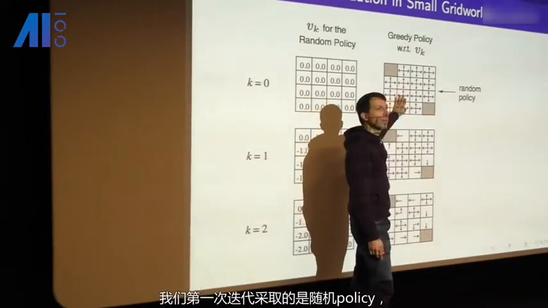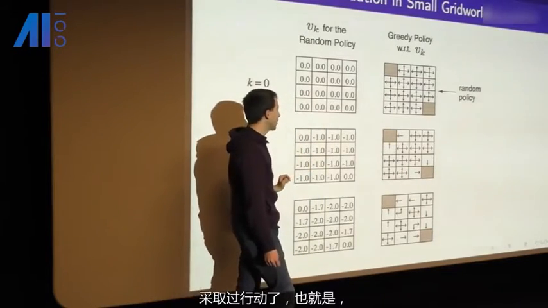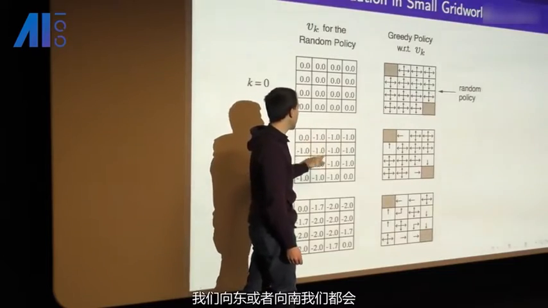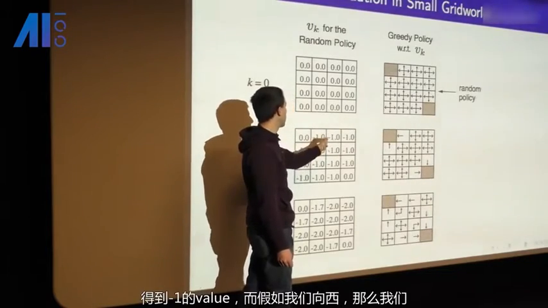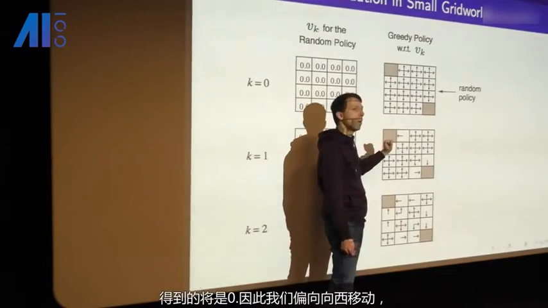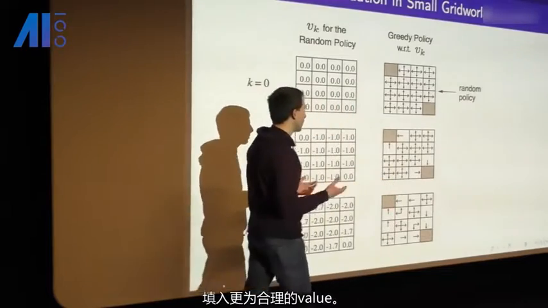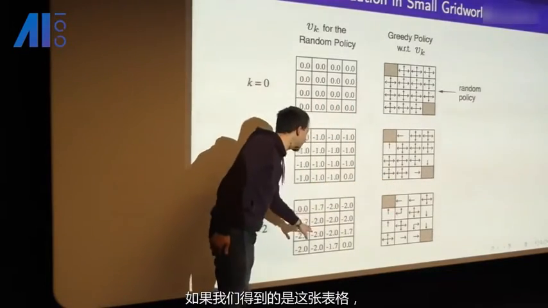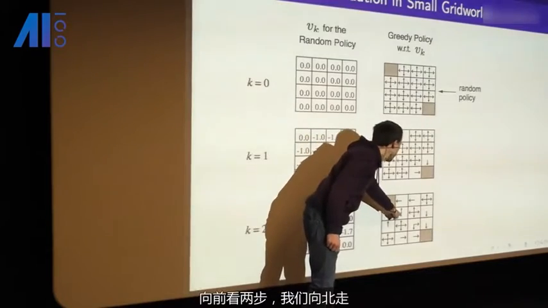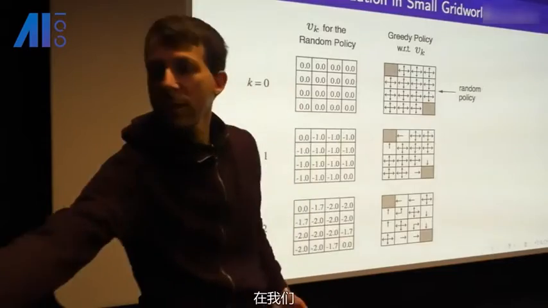So we start off with a random policy, but after one iteration, we're already doing something non-random. Say, if we're in this state here, for example, we can see that going north, east, or south has a value of -1, but going west has a value of 0. So we prefer to go west here. And so we can start to see that we start to fill in more reasonable values. If we were to behave greedily with respect to this, we can see that we start to do a little bit better. Now, 2 steps ahead, we've got this behavior where we know to either go north or west, and so forth.